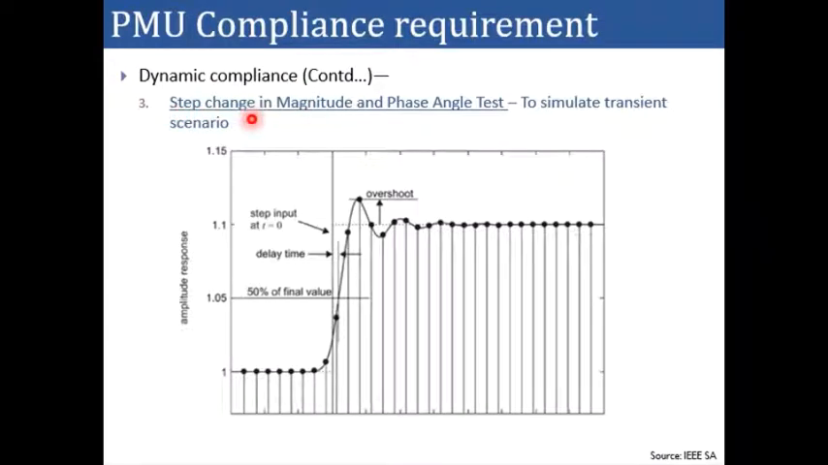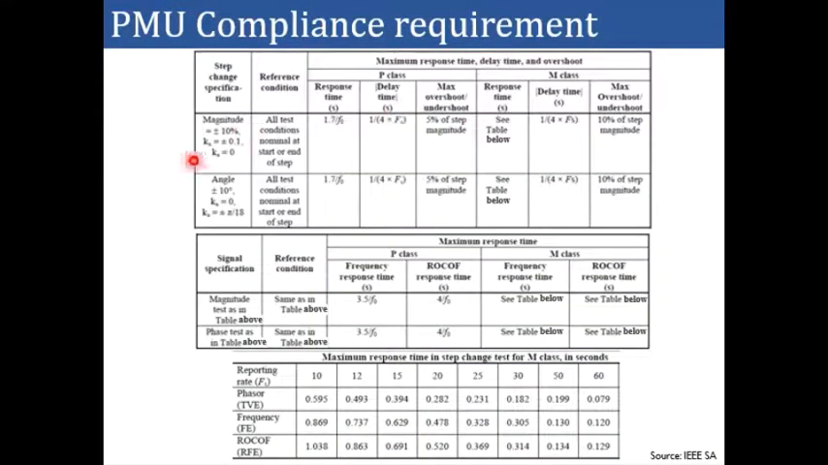Now the third one is the step change in magnitude and phase angle test, where we check the delay time and overshoot. So if the magnitude is changing with plus minus 10%, keeping the angle value same, in that case the response time of the signal should be 1.7 by f naught. Delay time should be 1 by 4 times the frame reporting rate, and maximum overshoot should be 5% of the step magnitude.